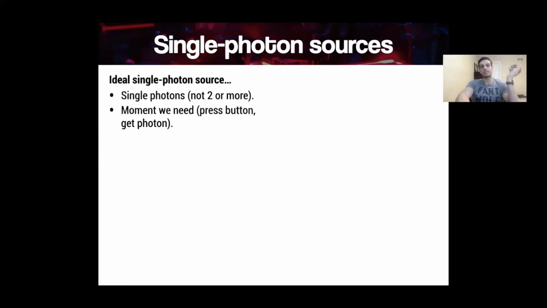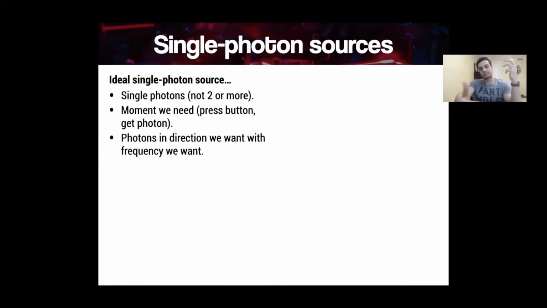Second is that we want them the moment we want them. To be able to use these in algorithms, to put them in quantum computing, to do quantum crypto with it, we can't just wait for them to randomly appear whenever. So something like we press a button, get a photon.